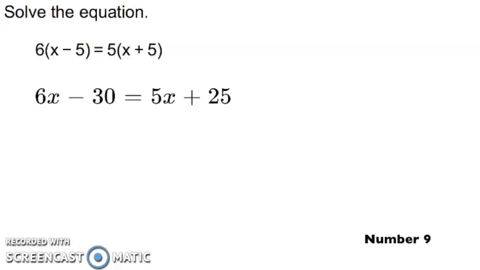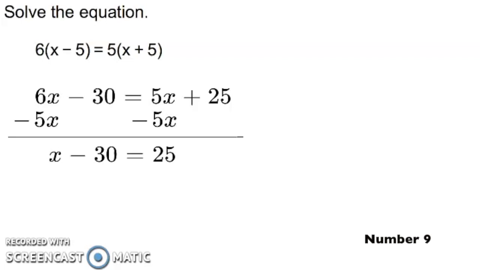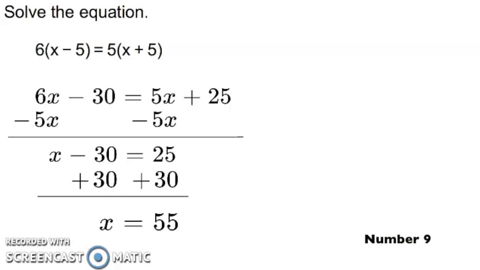Now remove the smallest variable, which is 5x, so subtract 5x on both sides. Now we'll get x minus 30 equals 25. Add 30 to both sides, and you'll get x equals 55. So the answer for number 9 is going to be 55.